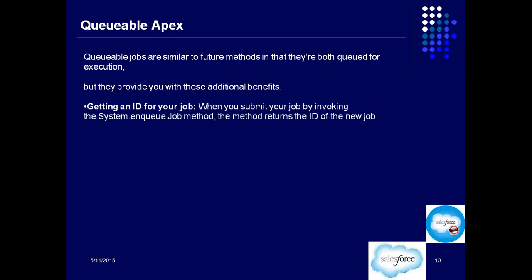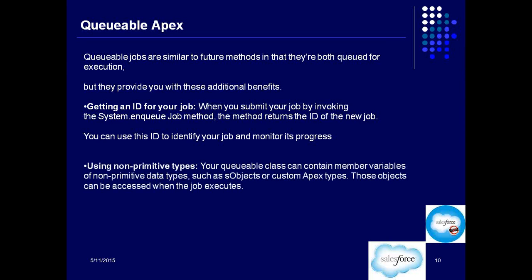So getting an ID for your job means that when you submit your job by invoking the System.enqueueJob method, the method returns the ID of the new job, which ultimately means that we will be able to track the status of the job. You can use this ID to identify your job and monitor its progress, to see what is actually happening.